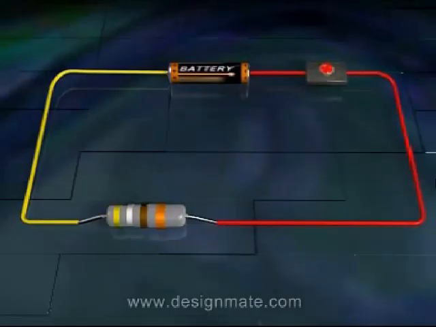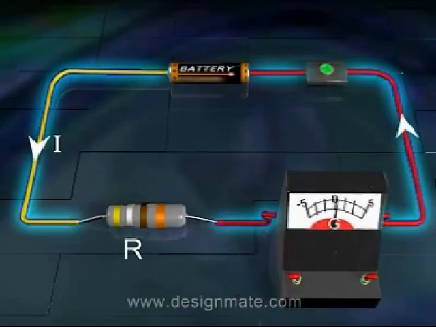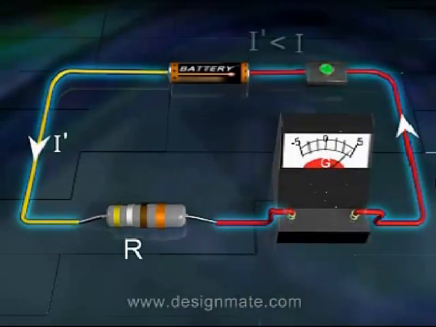There are two practical difficulties in using a galvanometer directly for measuring currents. One, for example, if we want to measure current flowing through resistance R in the circuit shown in figure, we connect a galvanometer in series. But then the resistance of the galvanometer is added, which modifies the value of the current.